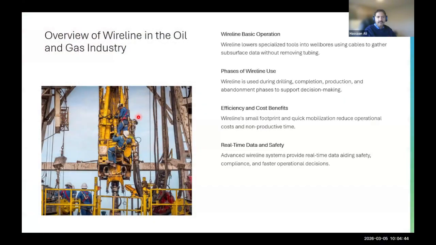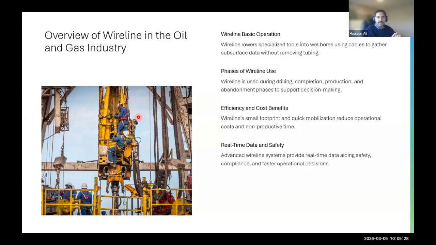So, an overview of wireline in the oil and gas industry. What is wireline? Wireline is essentially a technique in which you lower specialized tools, and we are going to talk about these specialized tools a little bit as well in our presentation, into the wellbore using an electric cable. That's why it is called wireline. And why do we do that? We do that to gather subsurface data without actually removing the tubing. So it gives you a lot of flexibility in evaluating your reservoir without removing the tubing and without doing anything invasive to your wellbore.